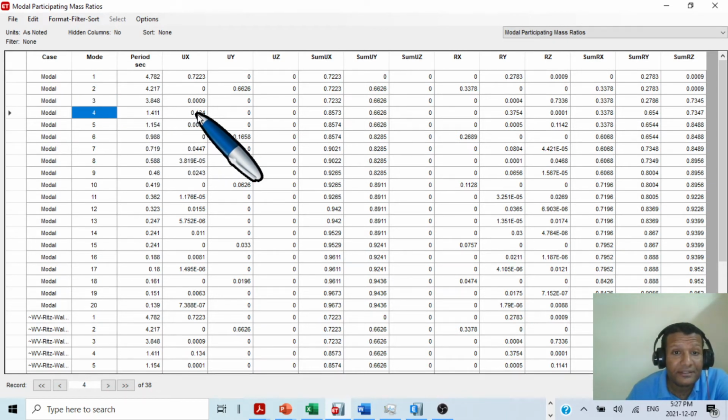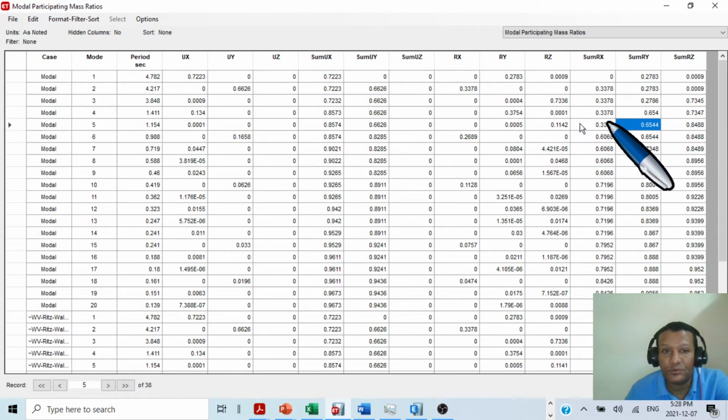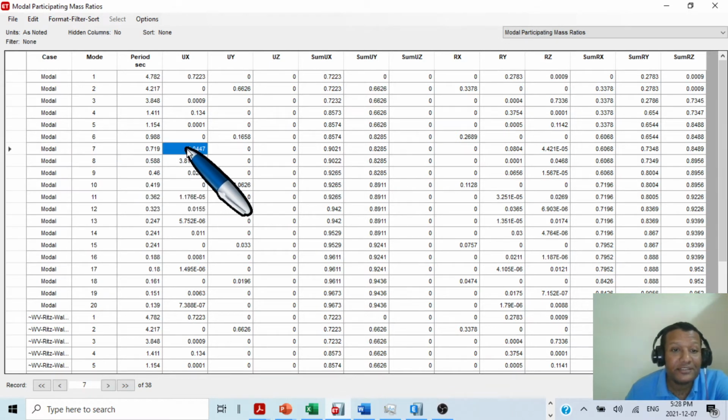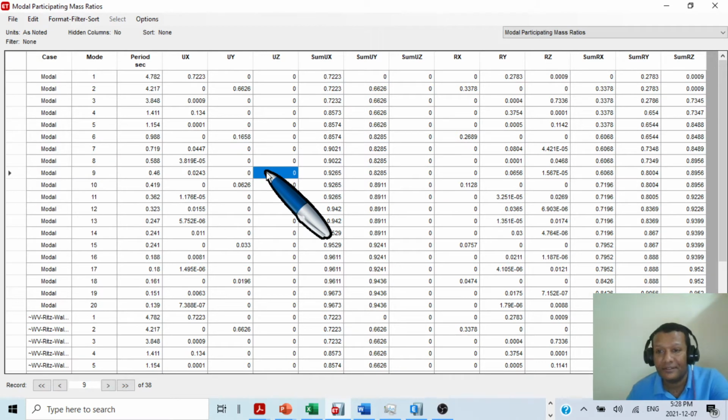means the second mode in the z direction, the second mode in the x direction, and mode 5 means the second mode in the y direction. So this is what we do. And 6 means the second mode in the y direction, and 7 means the first mode in the x direction, and 8 means the third mode in the y direction, and 9 means the third mode in the z direction.